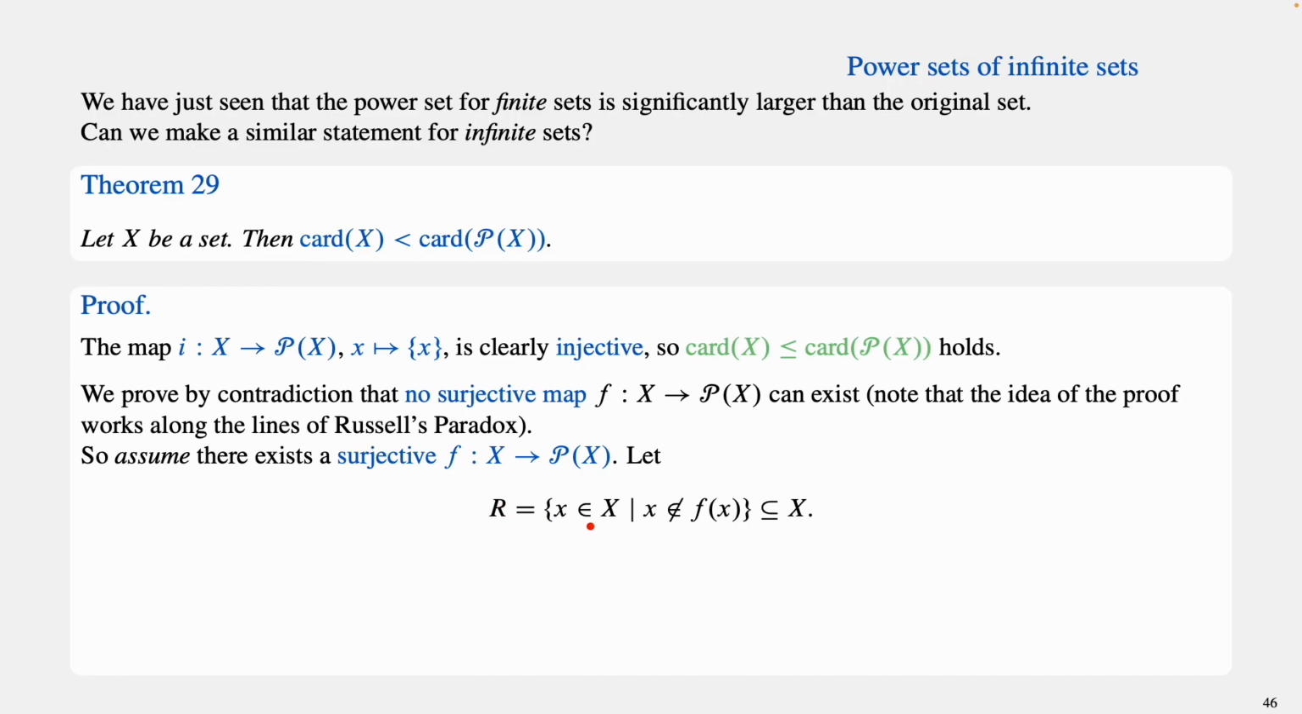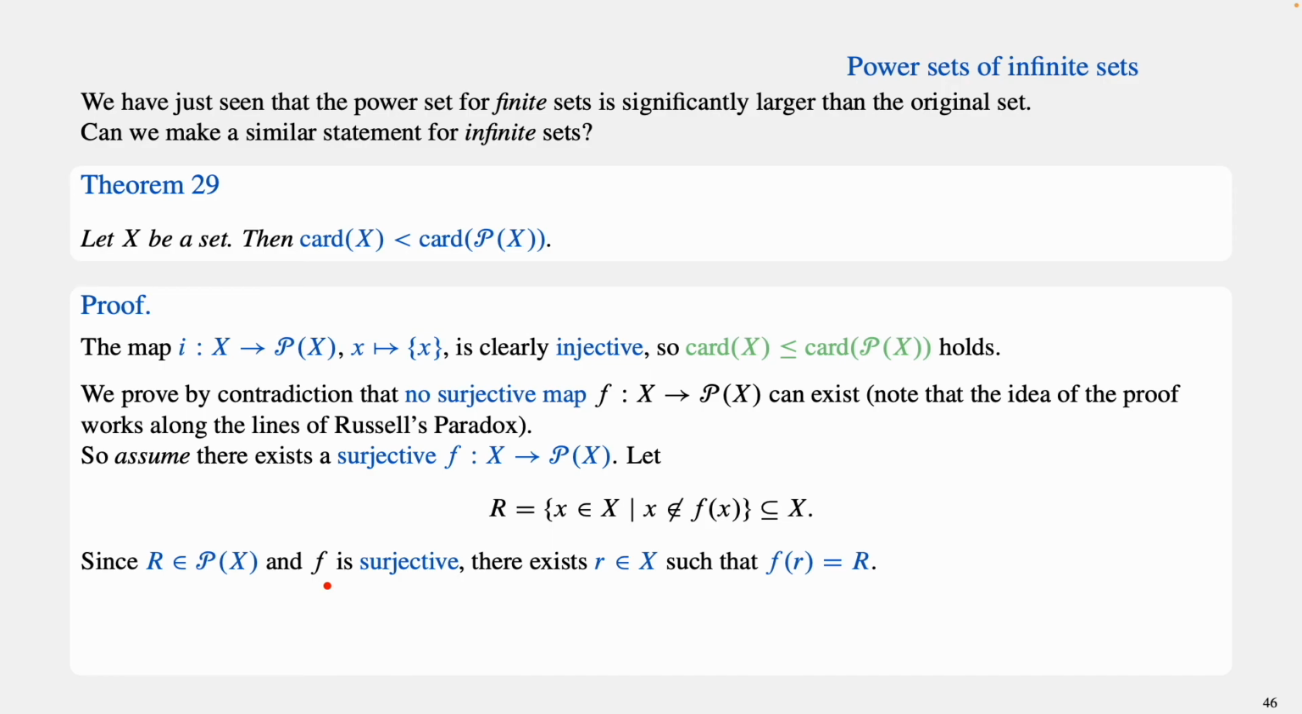R is the set of all elements in X such that this element is not contained in its image under F. So F of X here is an element of the power set, so it's a subset of X. And we say these are all the elements in X that are not contained in this particular subset, that X is not contained in the subset F of X. And the set of all these elements is a perfectly legitimate subset of our original set X, which means it's also an element of the power set. A subset of X must appear as an element in the power set.